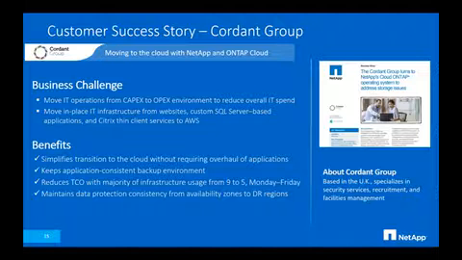The first one is the Cordant Group. This success story demonstrates how the lift and shift works and how this customer is working in a hybrid environment. The Cordant Group is a UK-based company that is doing security and other types of services. The business driver for this project was that Cordant Group wanted to move IT operations to the cloud in order to get CapEx to OpEx flexibility and also to reduce IT costs.